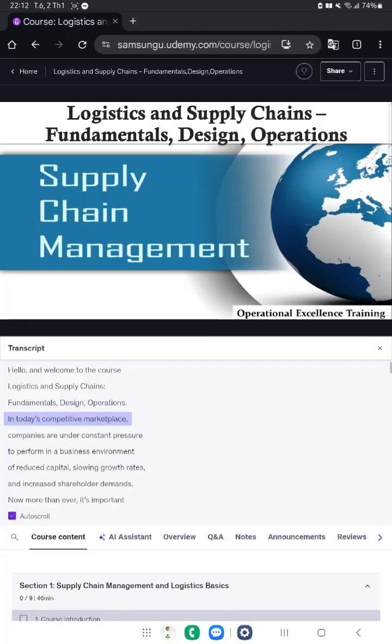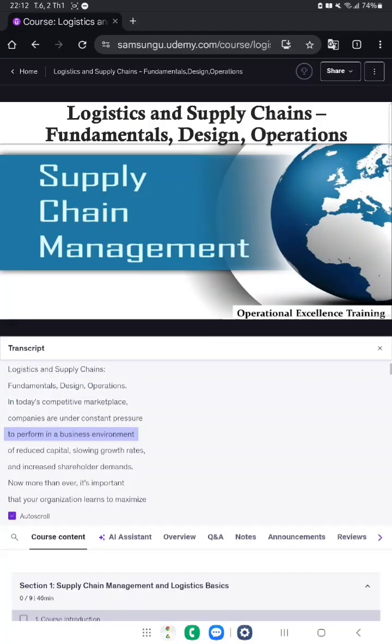In today's competitive marketplace, companies are under constant pressure to perform in a business environment of reduced capital, slowing growth rates, and increased shareholder demands. Now more than ever, it's important that your organization learns to maximize the power of its working capital by cutting costs and reducing the expenses associated with its supply chain operations.